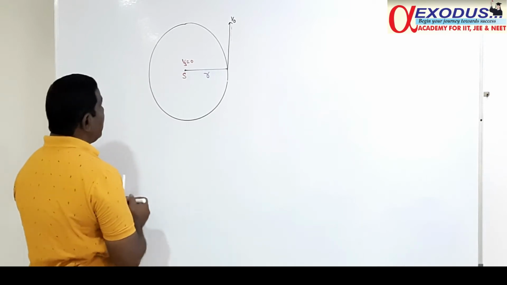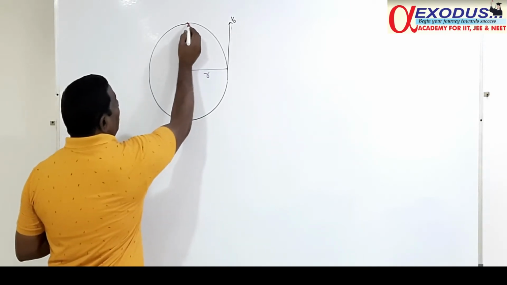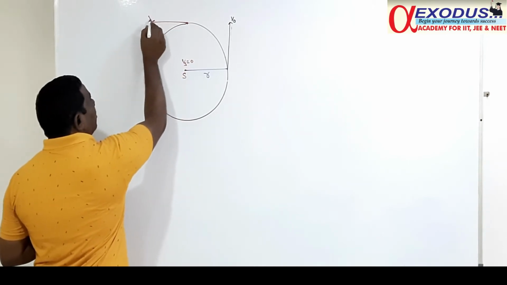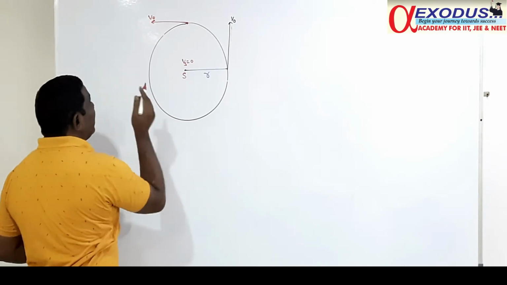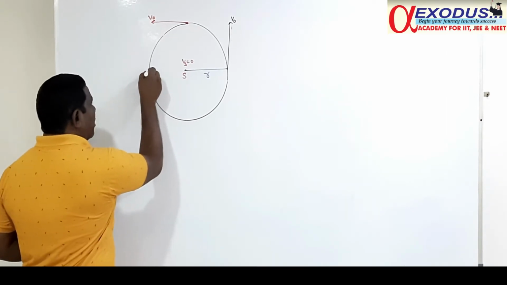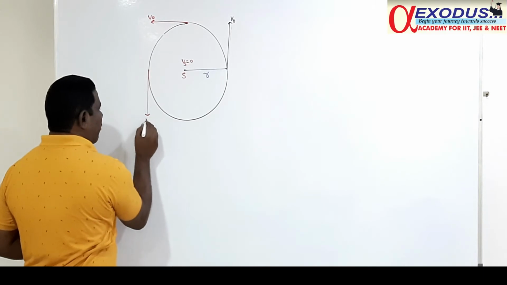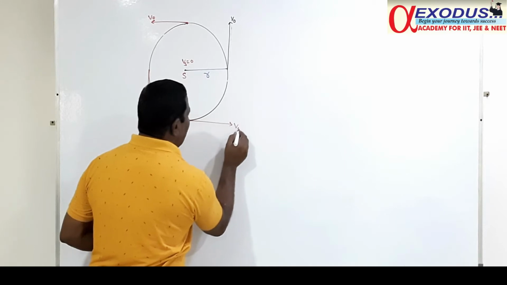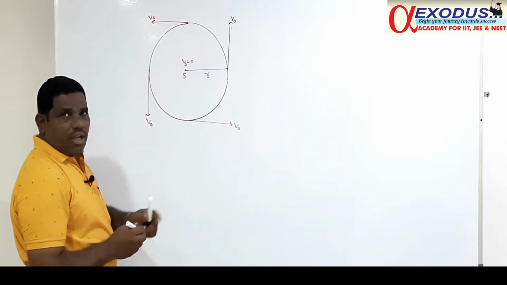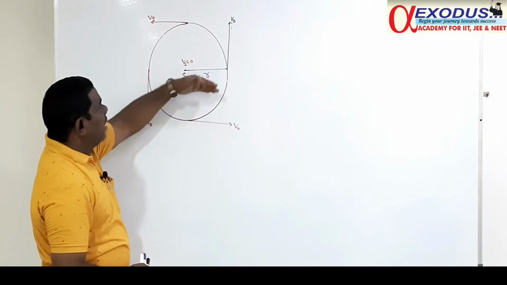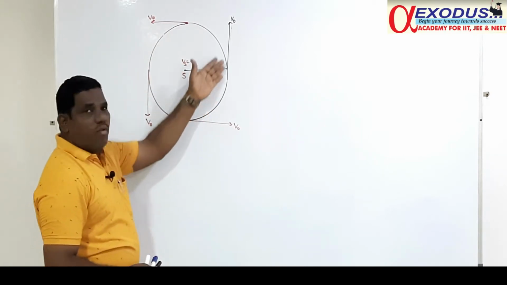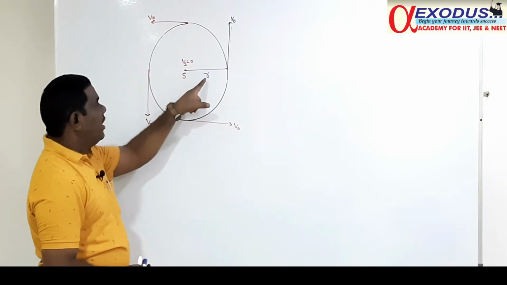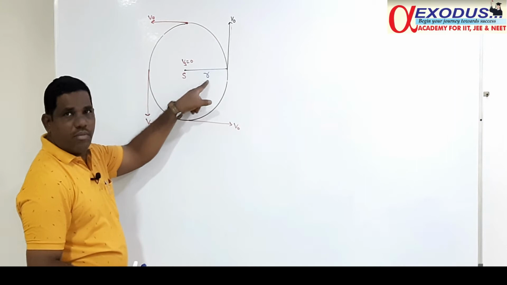And at the highest point, the motion of the observer is with the velocity of v0 in a tangent. Similarly, at this point with the velocity of v0, and at this point with the velocity of v0. So the observer is moving in an anti-clockwise direction with the velocity of v0 with the radius of R.